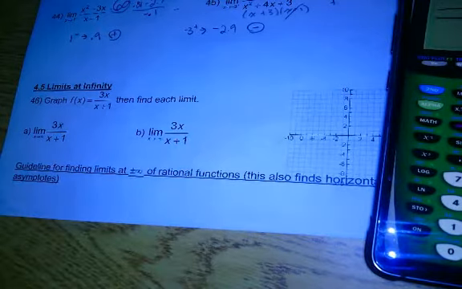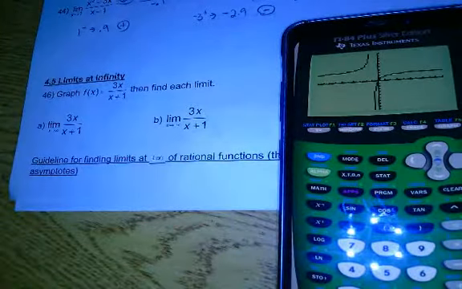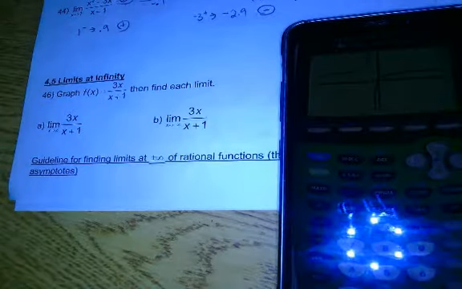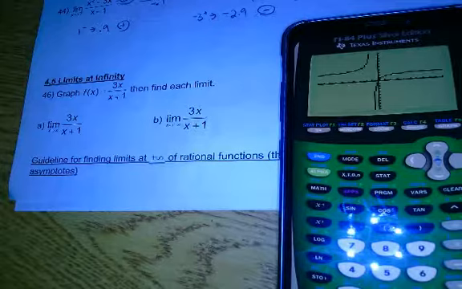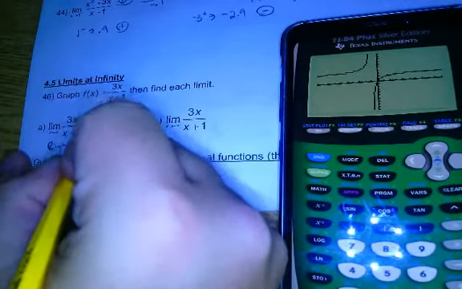All right, so here's my graph. Let's answer these two questions. Now we're going to go out to infinity. That means end behavior. Positive infinity is the right end behavior, and negative infinity is the left end behavior. So the first one is going to be a right end behavior.